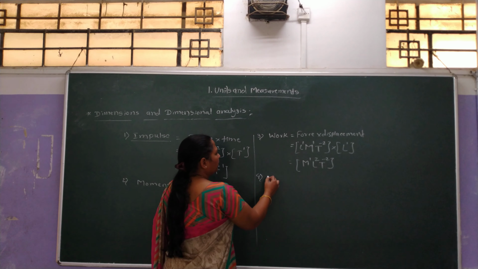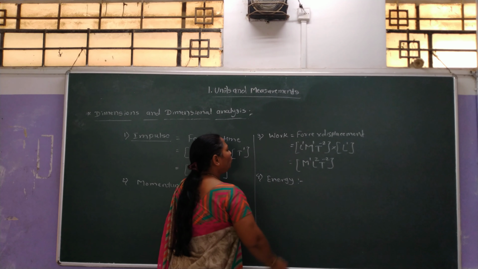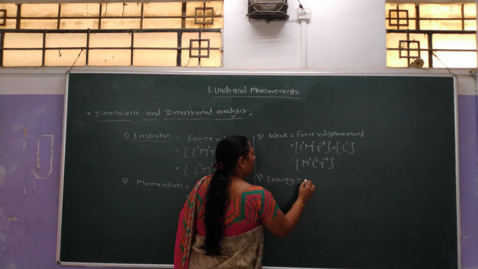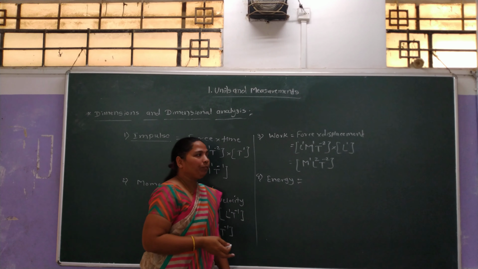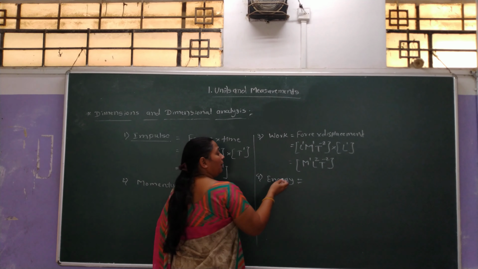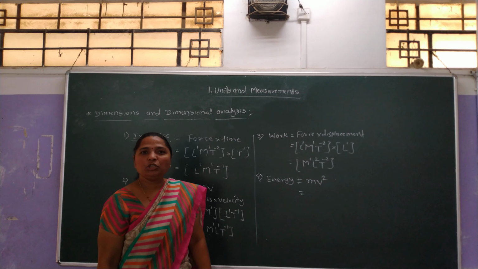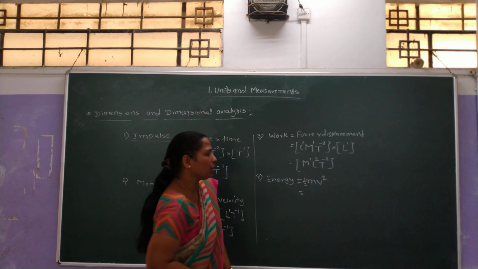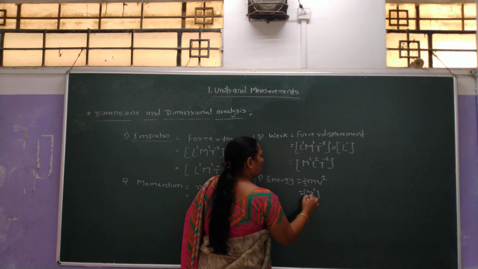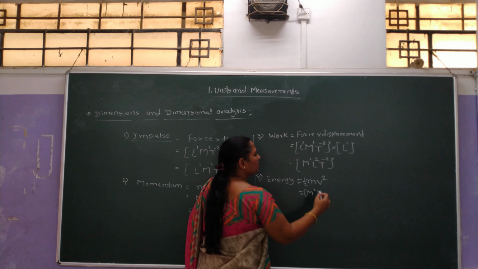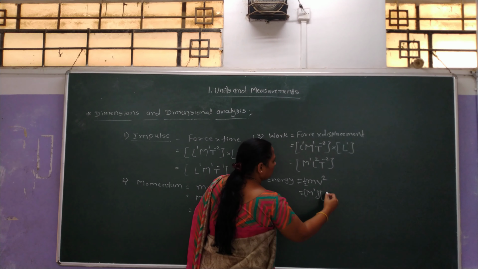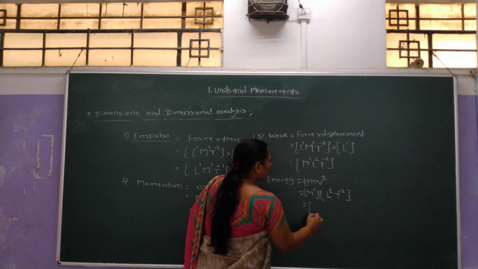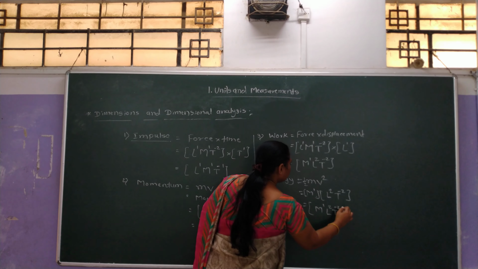Next physical quantity, energy. Capacity to do work is known as energy. For example, kinetic energy, potential energy. Find out the dimension of kinetic energy, which is half mv squared. Half is a constant, therefore it has no unit, no dimension. Mass is m1, and velocity squared: velocity is distance upon time, bracket square, means L2 T raised to minus 2. Therefore, the dimensions of energy are M1 L2 T raised to minus 2.